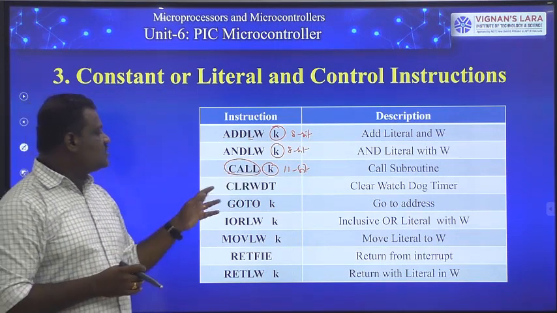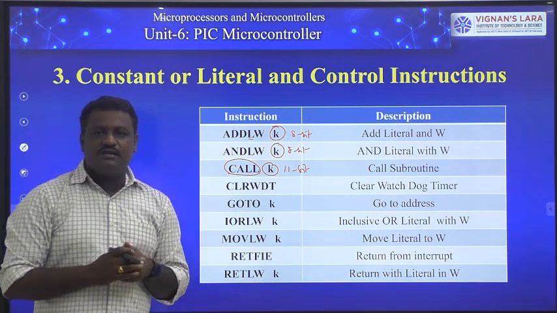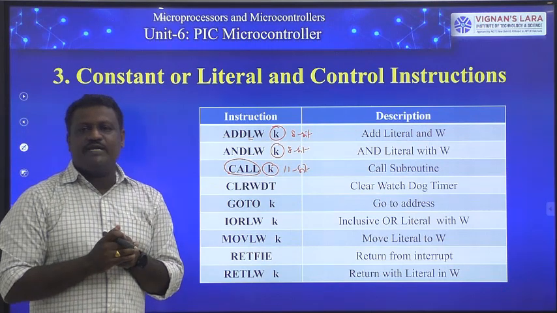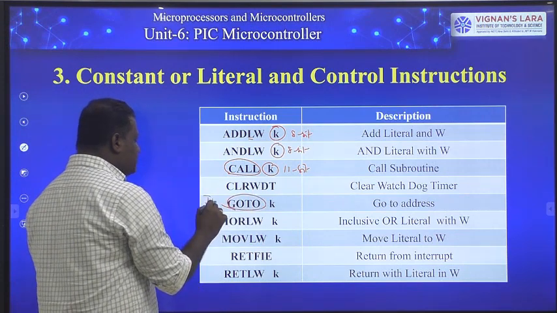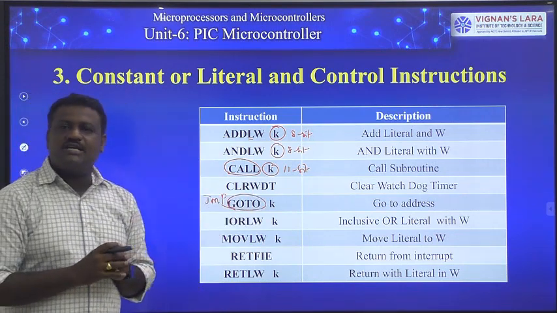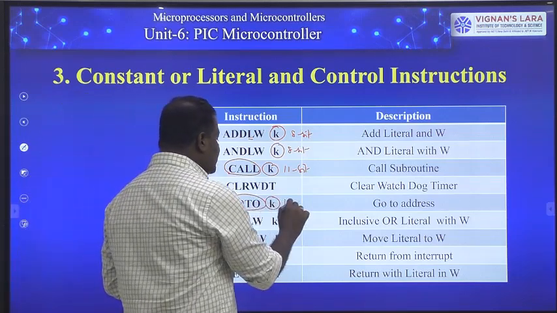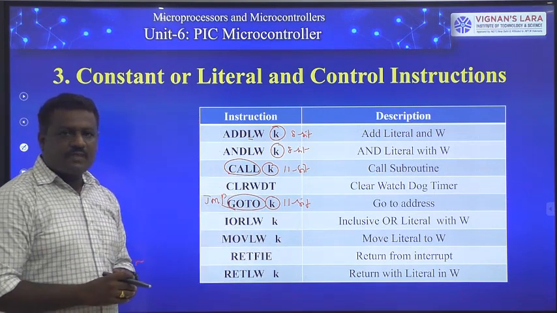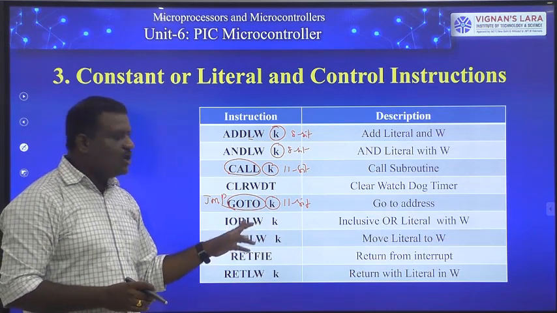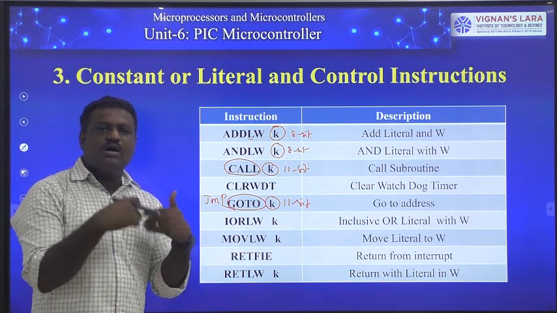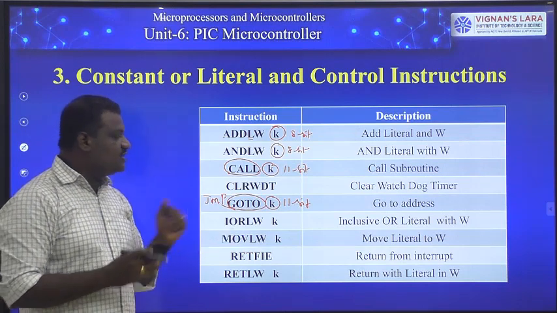That's it. Next is CLRWDT, meaning clear watchdog timer, WDT. By execution of this, the watchdog timer is loaded with 00H. And next, GOTO K. So GOTO is simply an unconditional jump instruction. GOTO K, jump to K. So here also this K is an 11-bit address. And next, IORLW space K means inclusive OR between an 8-bit literal or constant and working register W. After completion of that inclusive OR, that means logical OR, the result goes to working register W itself.